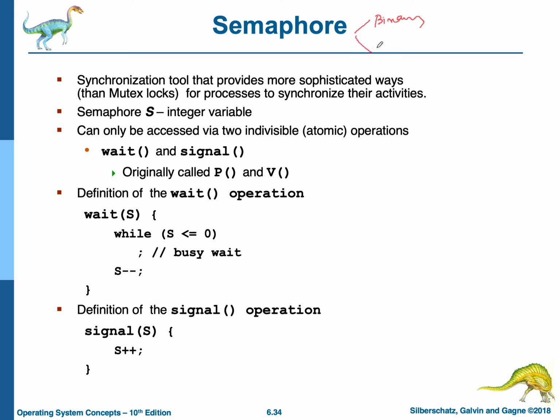Binary and counting. The counting semaphore can be any number, right? Any number of processes. And the binary one is only for two processes. It means either P0 will go or P1 will go into it. So the counting semaphore may allow more than one process.